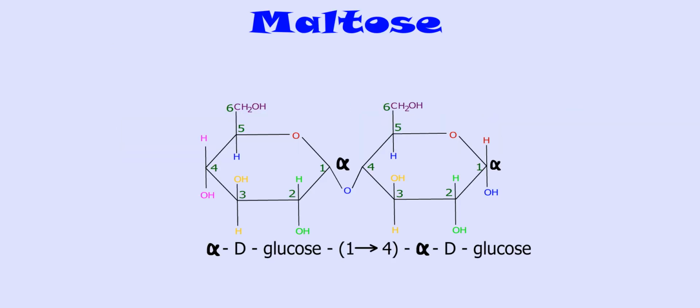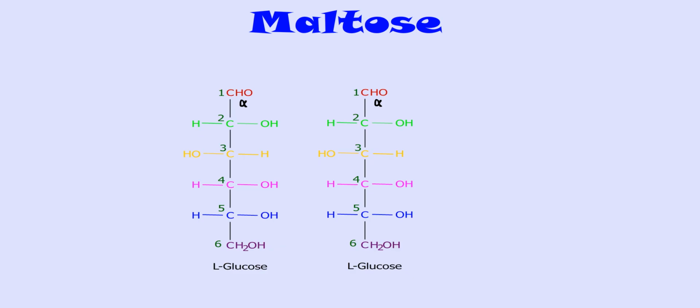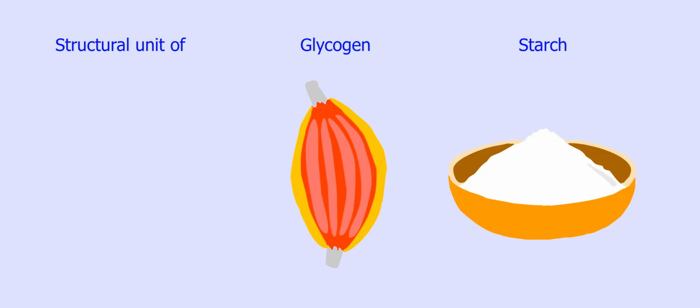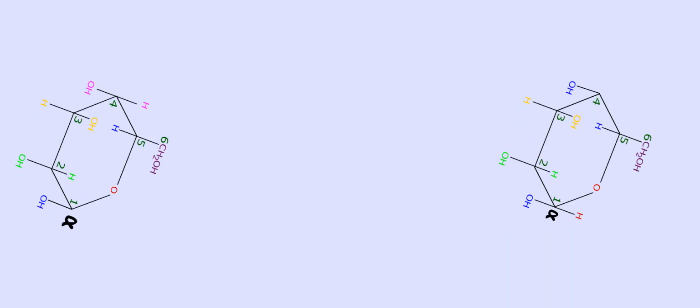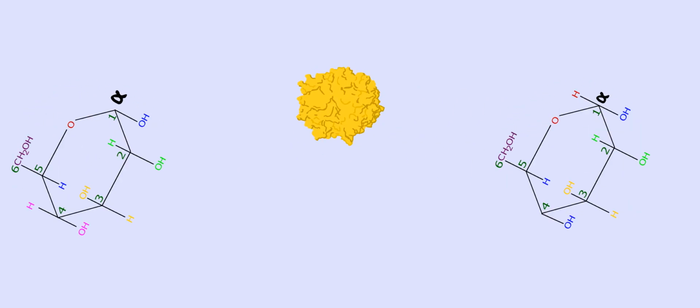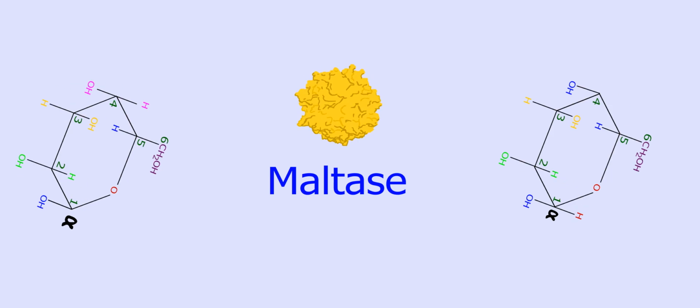Maltose. Maltose, or malt sugar, is a reducing disaccharide formed when two glucose monomers join together via an alpha-1,4 glycosidic bond. Thus, it may also be considered as the structural unit of glycogen and starch. Maltose is digested or broken down into its monosaccharide units through hydrolysis with the help of the enzyme maltase.